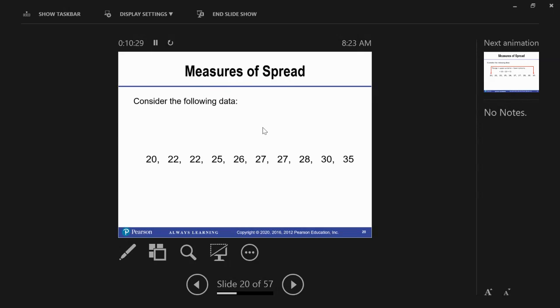Okay, so when we look at this set of data, going from 20, 22, all the way up to 35, we have 20 as our lowest number and 35 as the highest number. So we can describe the spread by looking at something called the range. The range is the upper extreme minus the lower extreme, or the maximum minus the minimum. So for this set of data, our range would be 15.